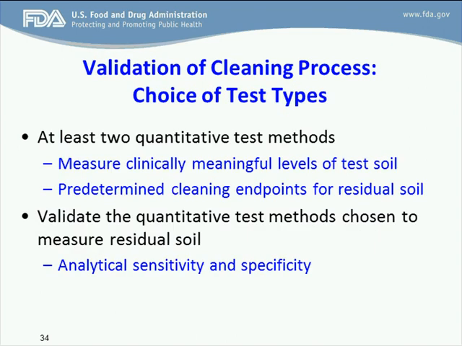FDA recommends that you use at least 2 quantitative test methods capable of directly measuring clinically meaningful levels of the test soil to meet a relevant, predetermined cleaning endpoint. For example, protein, total organic carbon, and hemoglobin assays. You should validate the quantitative test methods you choose to measure residual soil, including for analytical sensitivity and specificity.